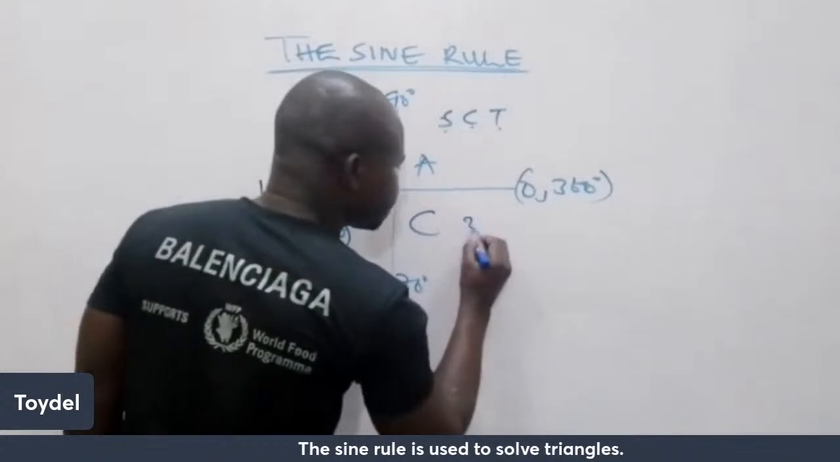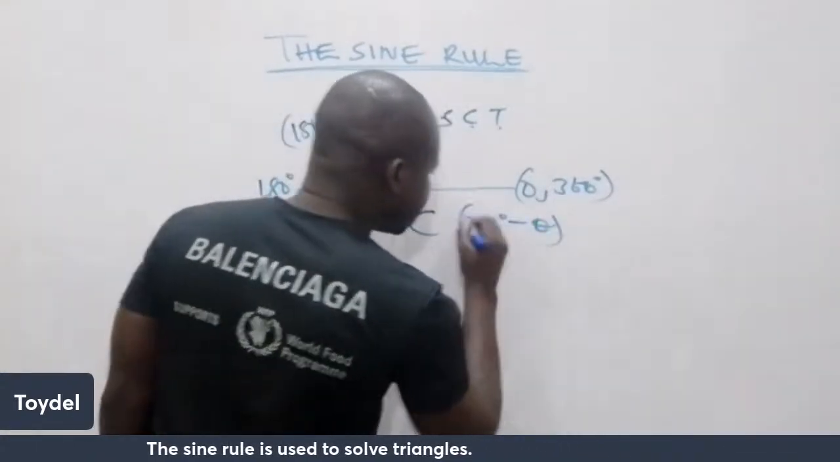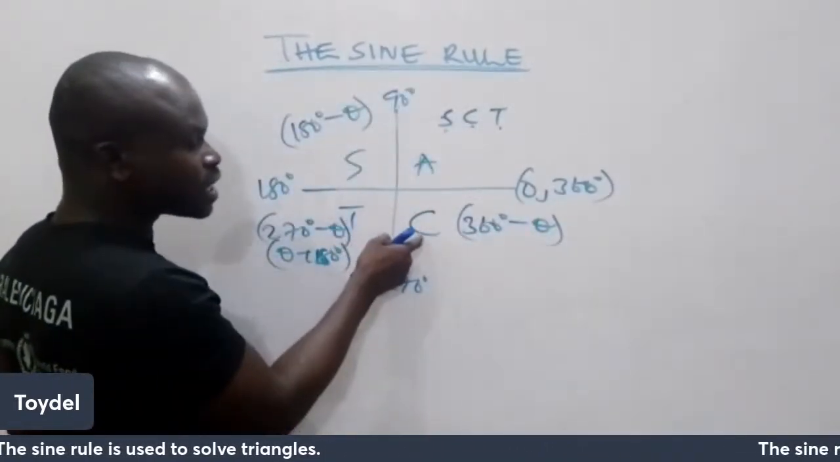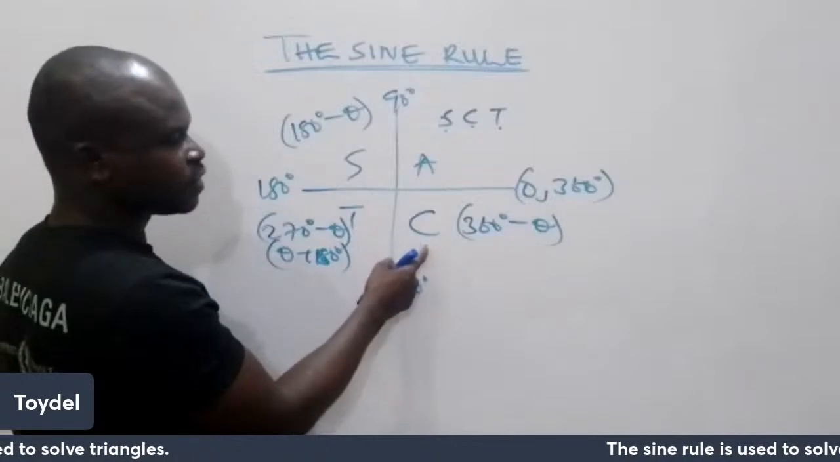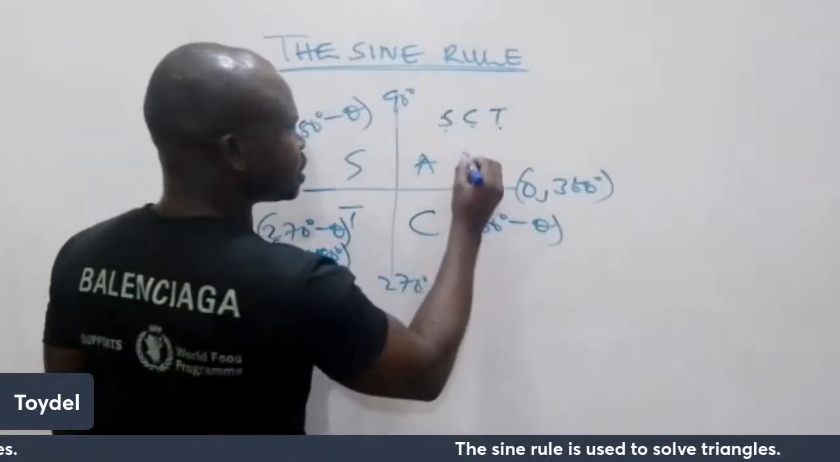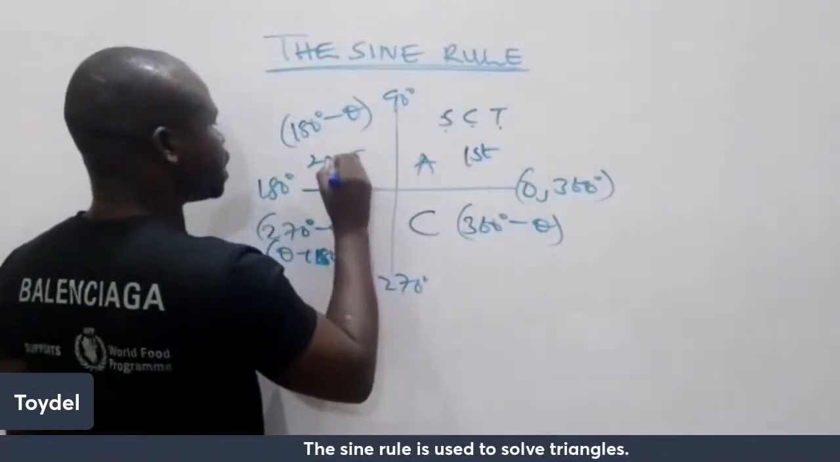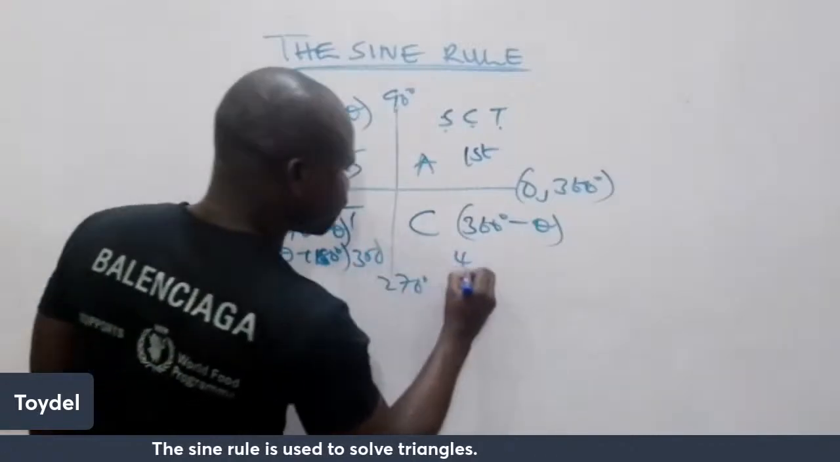Then the last quadrant, where we have 360 degrees minus theta, the fourth quadrant, it is only cosine that is positive. Sine and tangent will be negative here. This is the first quadrant. This is the second quadrant. This is the third quadrant. And this is the fourth quadrant.